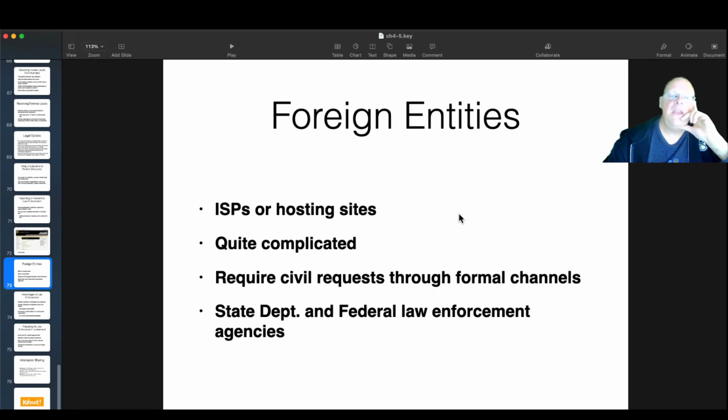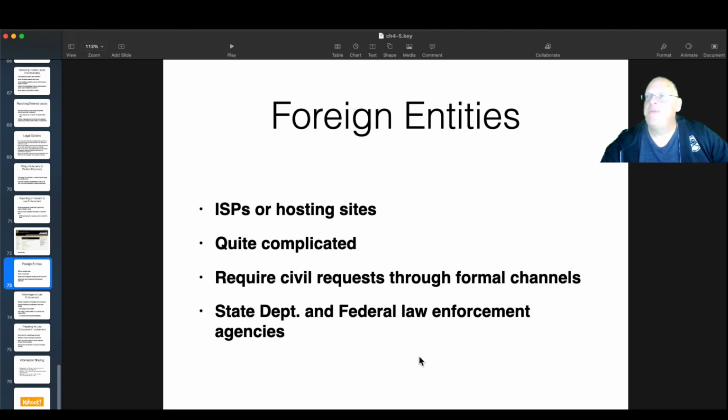All right, and then if you have foreign entities, if some of your stuff is going to foreign cloud servers, you have foreign customers, foreign business partners, then of course you can't really expect them to cooperate with you at all, really. They might, but you can't really subpoena them or anything. They're not subject to U.S. law and all that jazz.